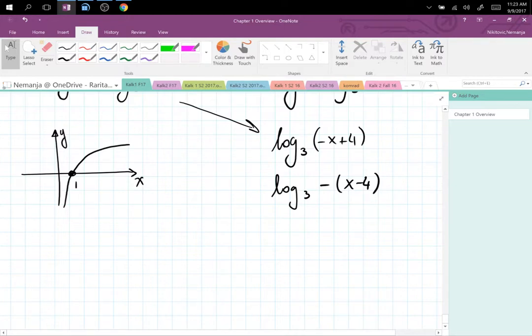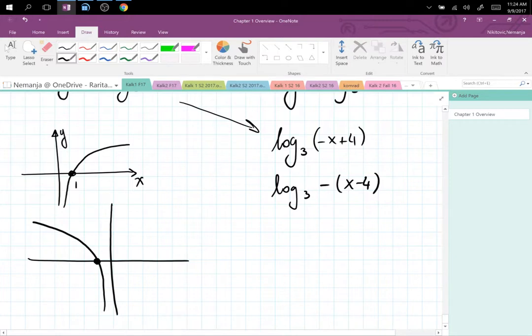We also have minus on x, which reflects it on the y-axis. My suggestion is to do reflection first, and then shift left, right, up, down. Always reflect first. So I reflect the log, which is now negative 1. So this is log base 3 of negative x. And then I shift everything to the right 4 units.